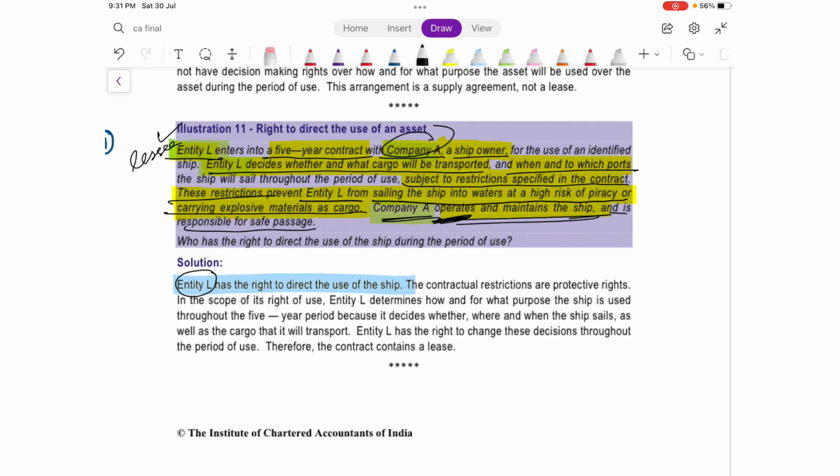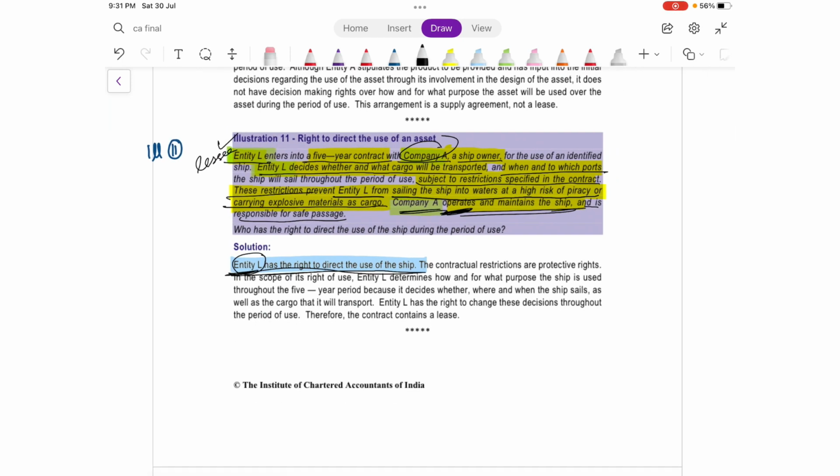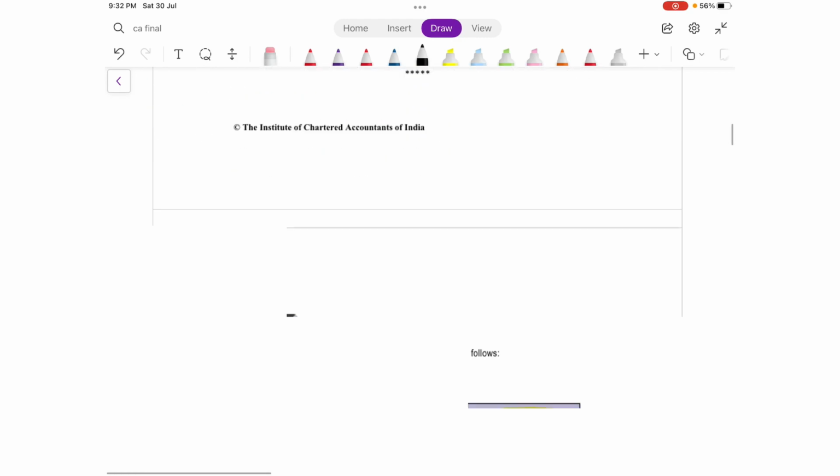So who is operating, it does not matter. Who has the right to direct how to operate it? Lessee only has the right. So here, since entity L, the lessee, has the right to direct the use of the ship, therefore the lessee has all the powers here. So the lessee has the right to direct the use of the ship.